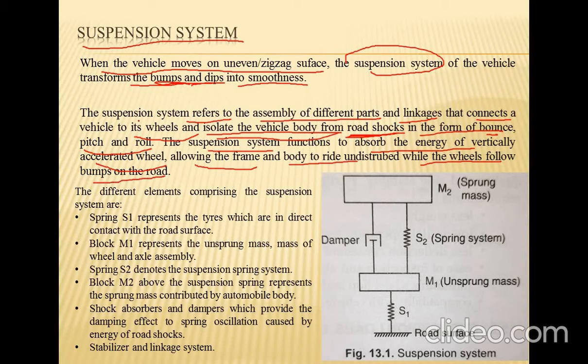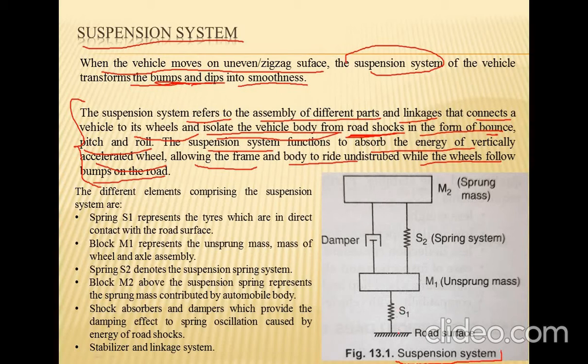So in short, the suspension system means the driver or occupant does not feel any kind of uneven road surface, so the intensity of the vibrations is reduced or completely minimized. Here the basic idea about the suspension system is shown in this diagram as well.